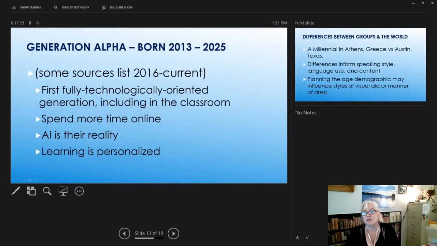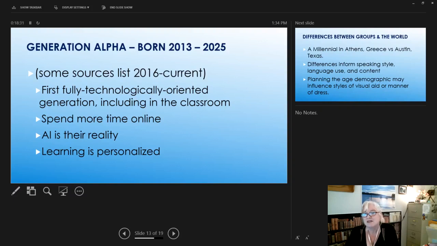Gen Alpha. Okay. Some of you may actually be in here, but I don't know, not born in 2013, you wouldn't be here yet. But some sources list 2016, first fully technologically oriented generation, including in the classroom. We had a situation on campus where we had to close the campus because the internet was out and so many people couldn't access materials or their students, etc., etc. UHV had the same problem over there, and I had a discussion with my dean about it. 10 years ago, we would not have closed campus for lack of internet. It's just amazing how changed our society has become to become so technologically oriented, and it's necessary to use that technology just in day-to-day tasks. We spend a lot more time online. This generation, the AI is their reality. That's just life for them. And learning is very personalized to the individual.